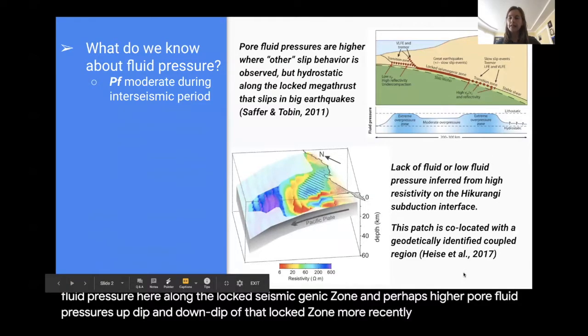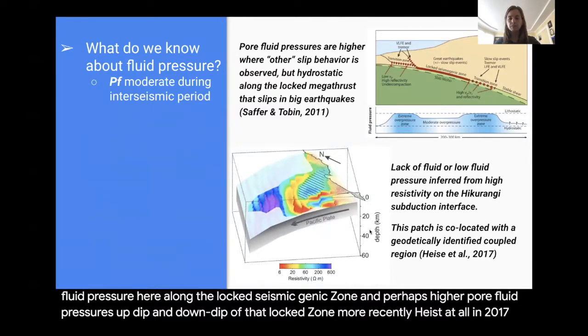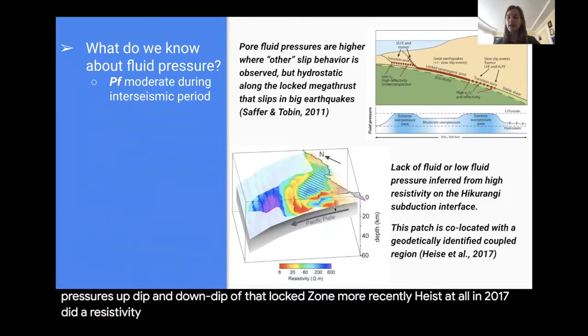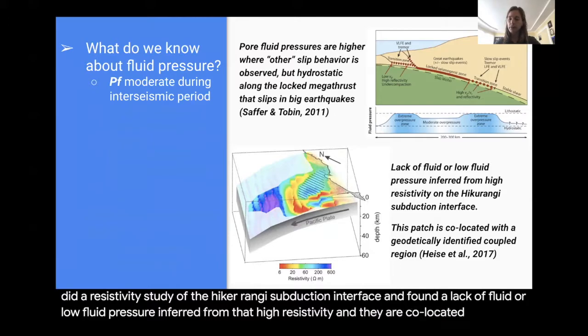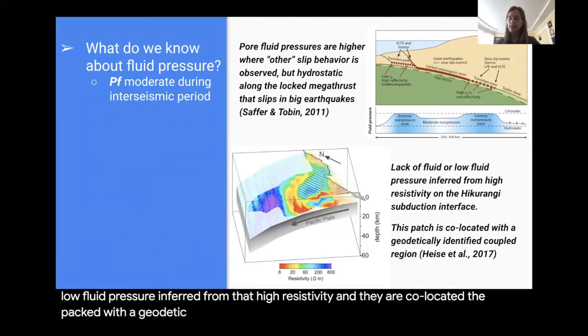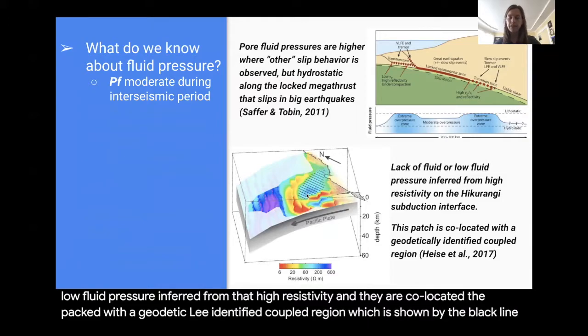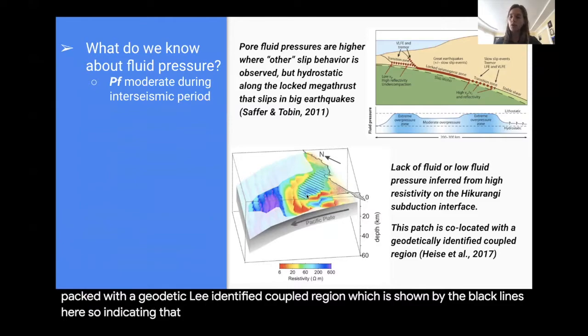More recently, Heiss et al. in 2017 did a resistivity study of the Hikurangi subduction interface and found a lack of fluid, or low fluid pressure, inferred from that high resistivity. And they co-located the patch with a geodetically identified coupled region, which is shown by the black lines here. So indicating that low fluid pressure may co-locate with locked regions.